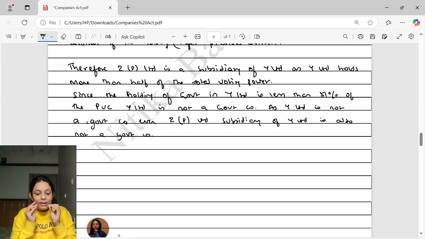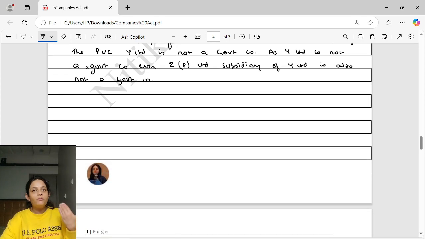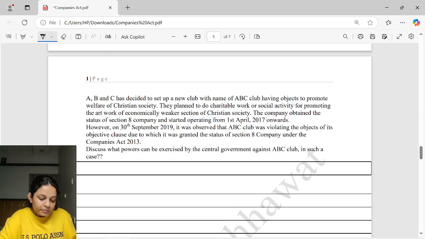Try to be a little explanatory in your conclusion. Don't have to be too much of explanatory, but yes, a little bit of explanation.